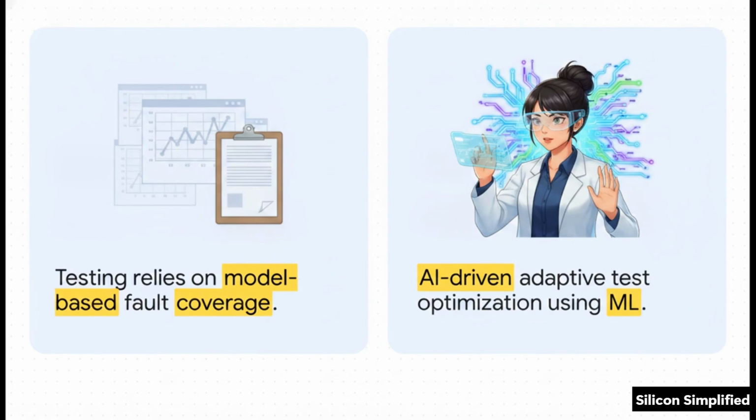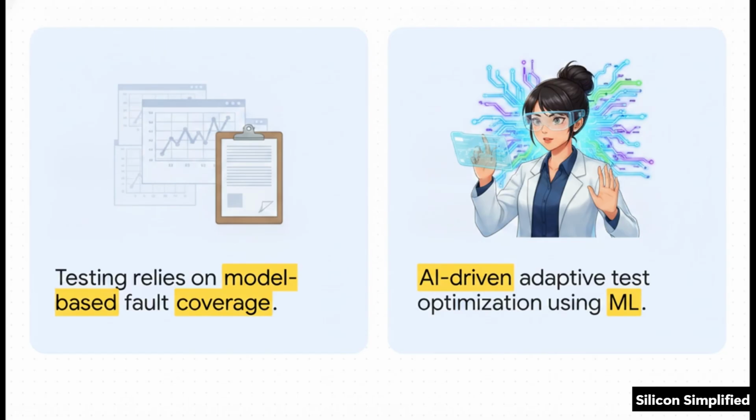And finally, Section 5, the future of testing. As semiconductor processes shrink ever further down into the deep submicron regimes, and as we start doing things like stacking multiple dies in 3D packages, the sheer density of the logic is forcing testing protocols to evolve at breakneck speed. Today, much of our testing relies on model-based fault coverage, but tomorrow's testing, it's all about AI-driven adaptive test optimization.